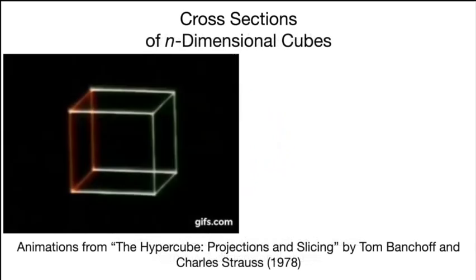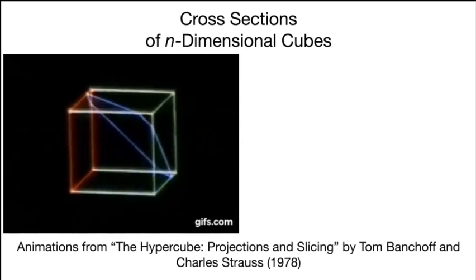If we're talking about things like cubes, you can imagine the cross sections could look very different. Banchoff and Strauss have a whole bunch of neat examples of cross-sectional slices of cubes. Here's one I particularly like. If it goes from corner to corner, it starts out as a triangle. At one point in the middle, it's a perfect hexagon, which is kind of surprising. And then eventually they're triangles again, and then a point.